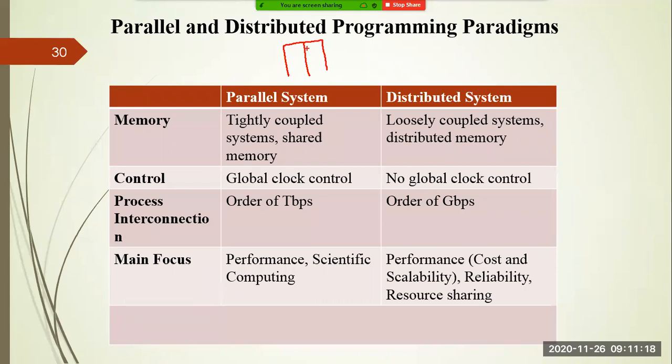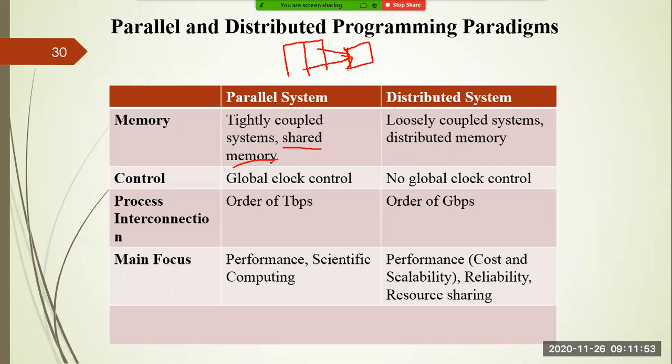Suppose the system is crashed, then what happens? First core is crashed, second core is also crashed. So tightly coupled says that if something happens to one, it will affect all. Another thing is, as they are present in the same system, they can use the shared memory. Shared memory means a common memory is used by both the processors. That is called your parallel system in context of memory.